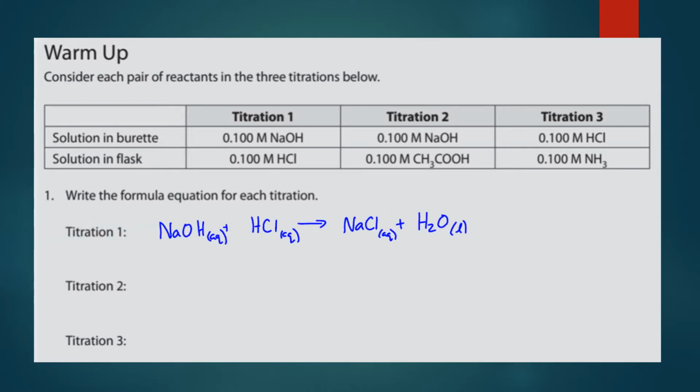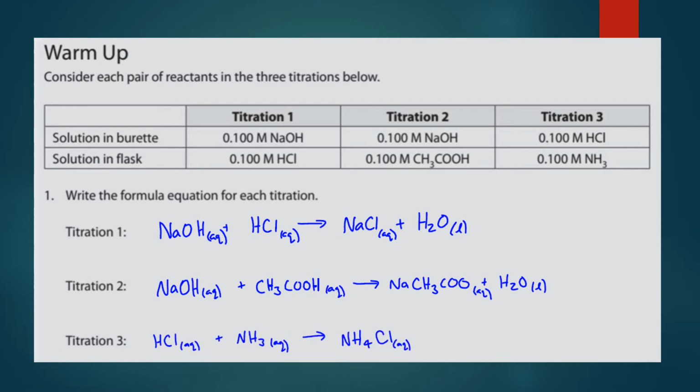So there's our first neutralization reaction. You can see that we're making sodium chloride as our salt and water. There's the reaction between sodium hydroxide and acetic acid, and we're creating the sodium acetate ion and water. And then finally in the third titration, we're mixing our hydrochloric acid with the ammonia, and we're making ammonium chloride.